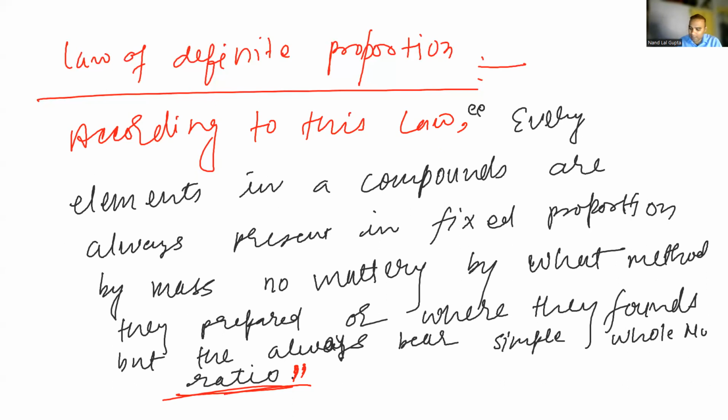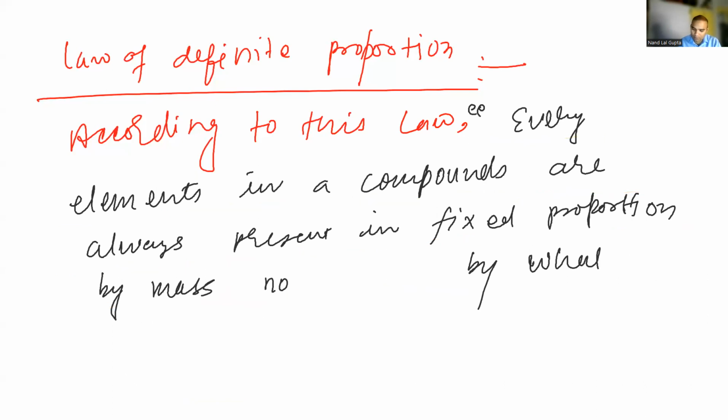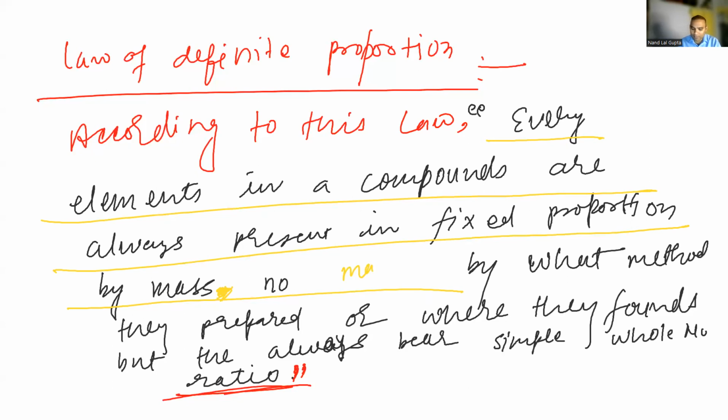Can you understand this one? This is the concept. I will tell you this with the help of an example so that you can understand easily. They are saying every element in a compound is always present in fixed proportion by mass, comma, no matter by what method they are prepared or where they are found, but they always bear simple whole number ratio.